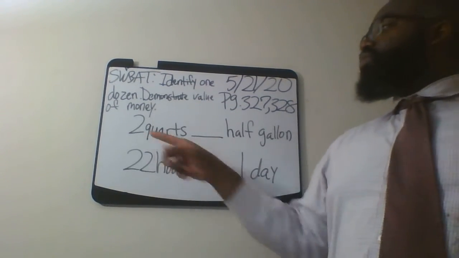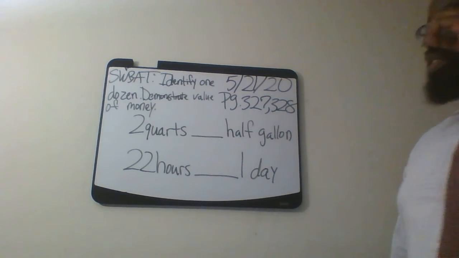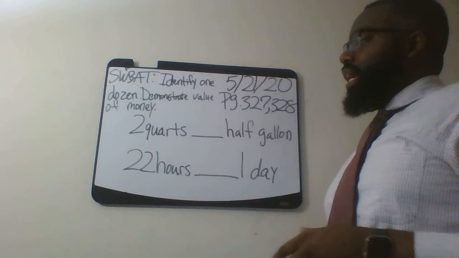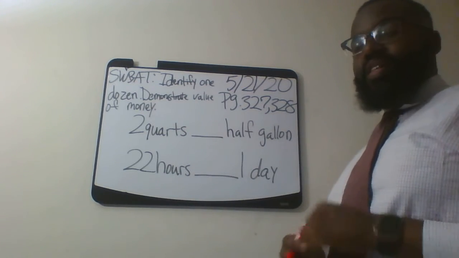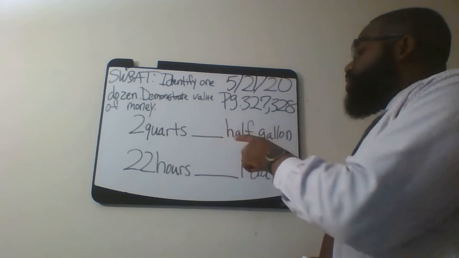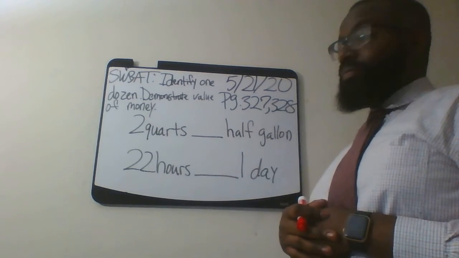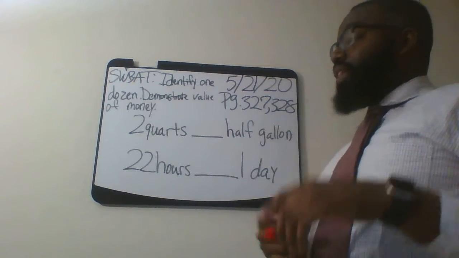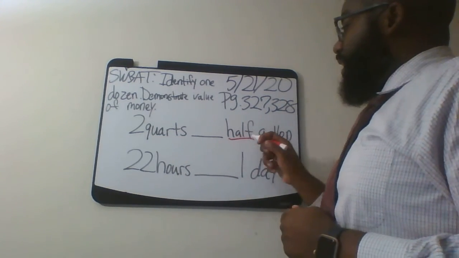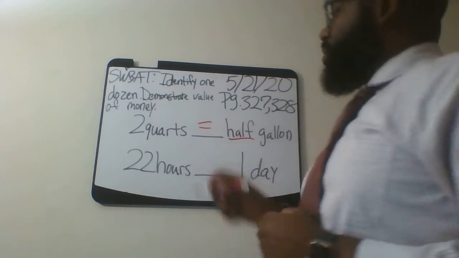Okay, so here we have 2 quarts and a half gallon. Notice, this is not a whole gallon, it's half a gallon. And it's 2 quarts. So is 2 quarts greater than, less than, or equal to half a gallon? What do you think? It's equal. 2 quarts and half a gallon are the same thing, so we write equal.